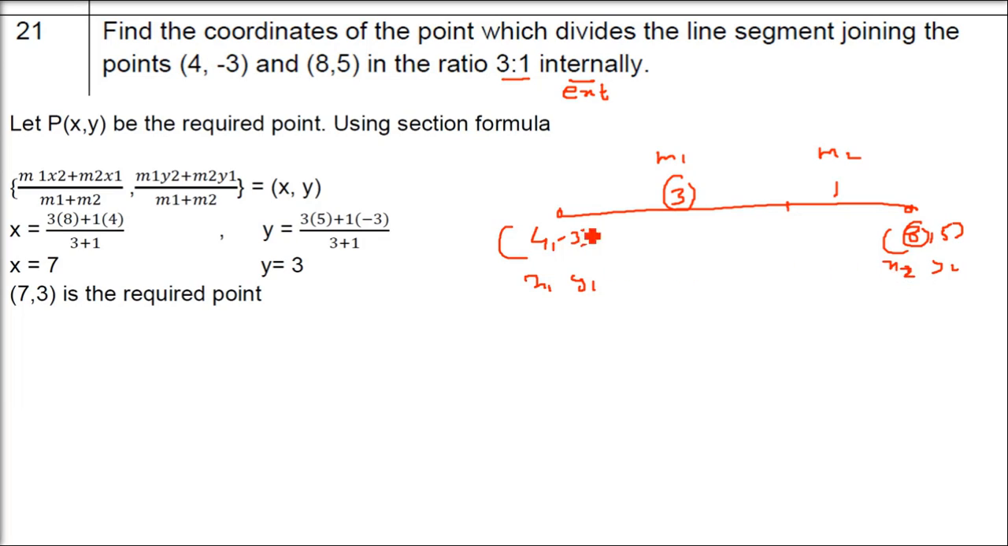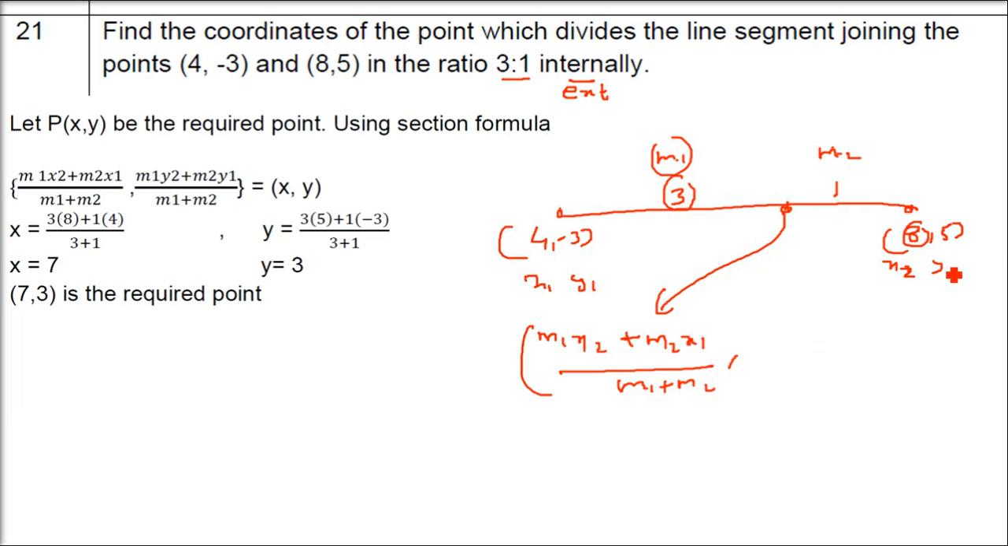So the formula, if you remember, m1 has to be multiplied by x2. So m1 x2, and now m2 has to be multiplied by x1. So m1 x2 plus m2 x1 divided by m1 plus m2. Always m1 plus m2 will come. This is the x coordinate of this point which is dividing this line 3:1 internally. If it is externally, then you have to subtract. This subtraction sign will be there.